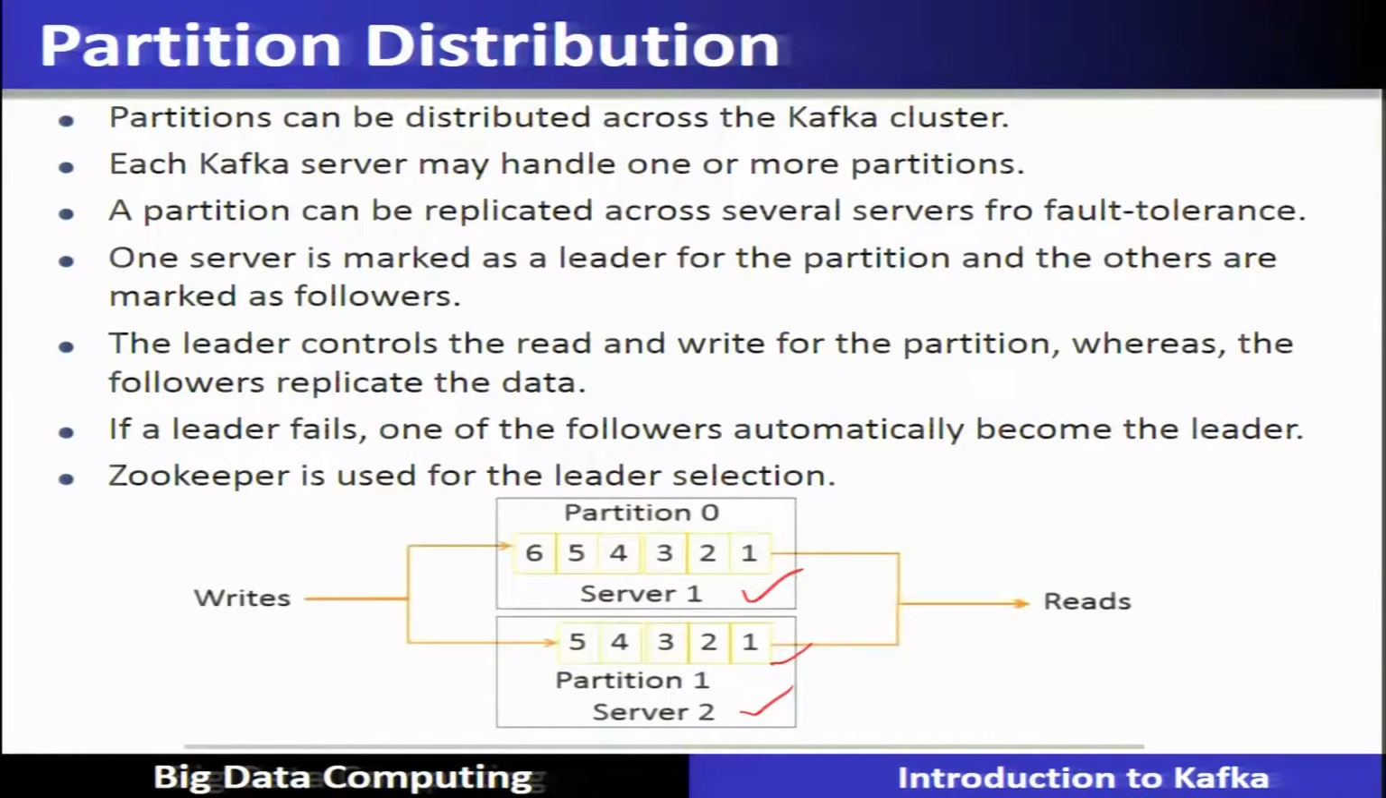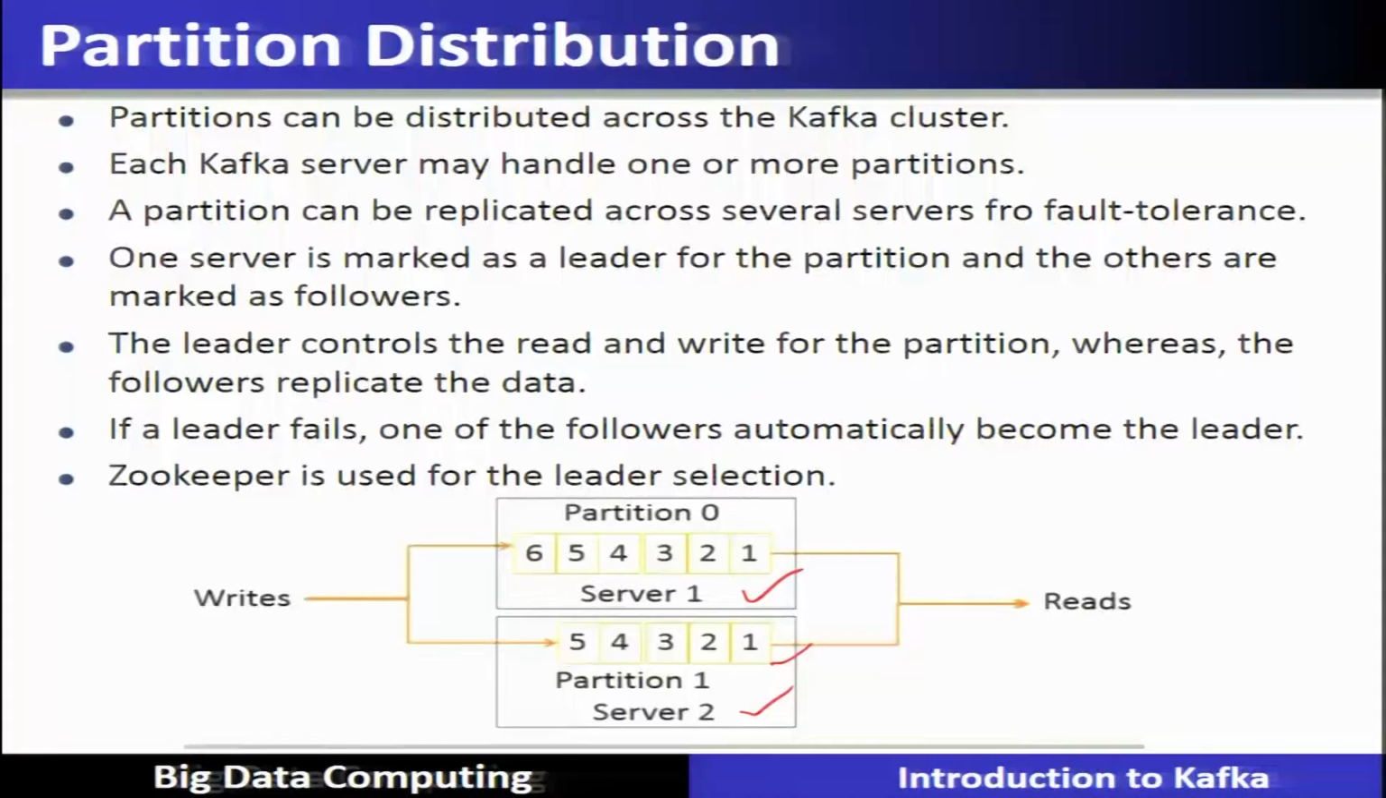A partition can be replicated across several servers for fault tolerance. One server is marked as the leader for the partition and others are marked as followers. The leader controls the read and write operations for the partition, whereas the followers replicate the data. If the leader fails, one of the followers automatically becomes the leader. Zookeeper is used for the leader selection process.